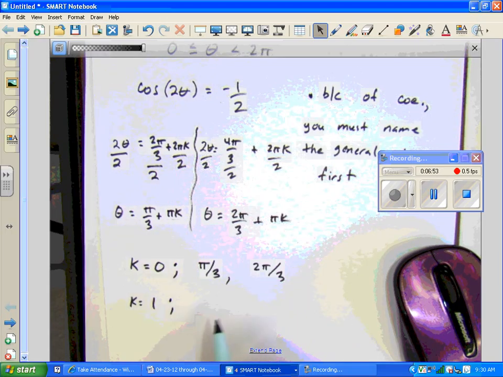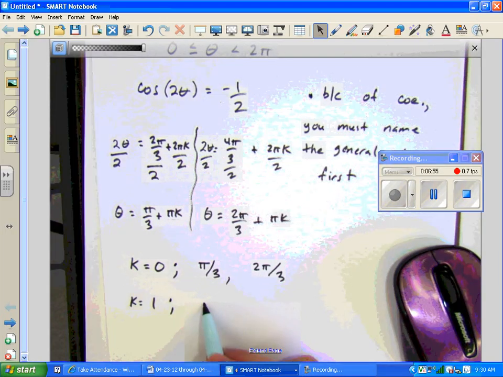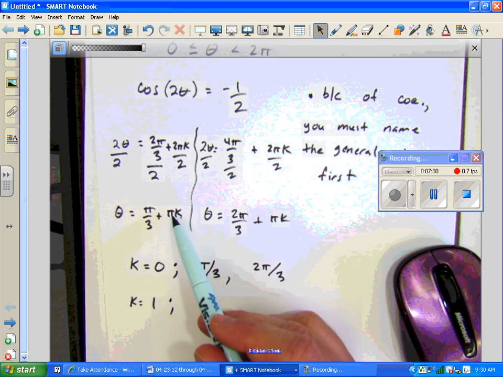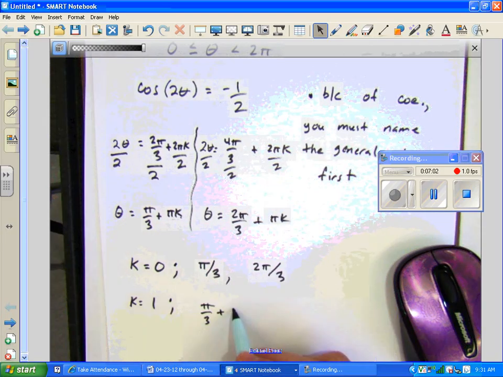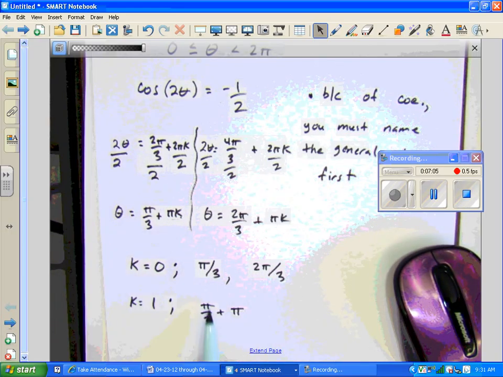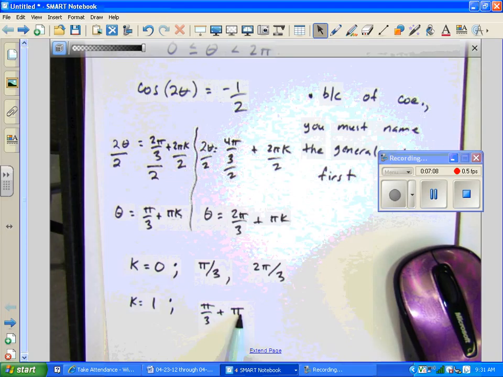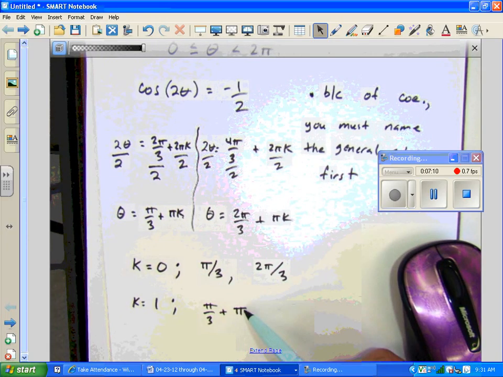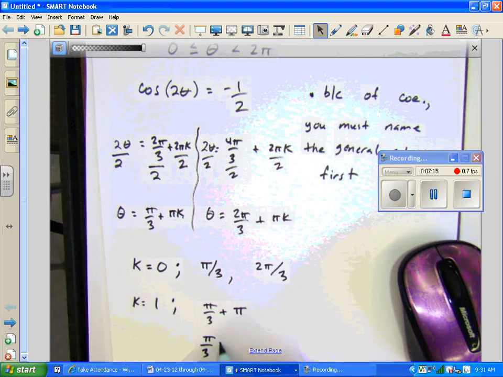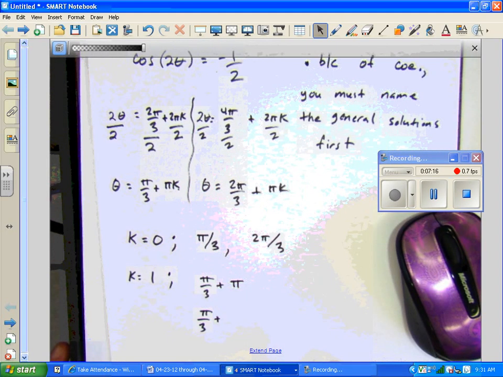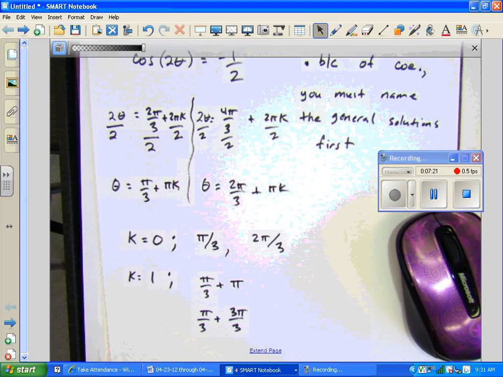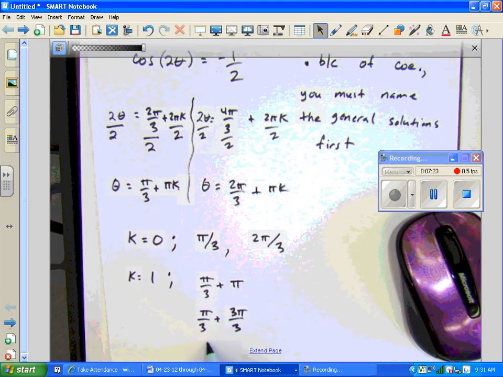So we're going to put in 1 here. Now, this is going to require a little bit of thinking here. So we'll do pi over 3 plus, now if k is 1, it would just be what there, pi, right? Now, how can I add pi over 3 and pi? I got to get a common denominator. So we can write this one as 3 pi over 3. So we have pi over 3 plus 3 pi over 3. And so that would be 4 pi over 3.